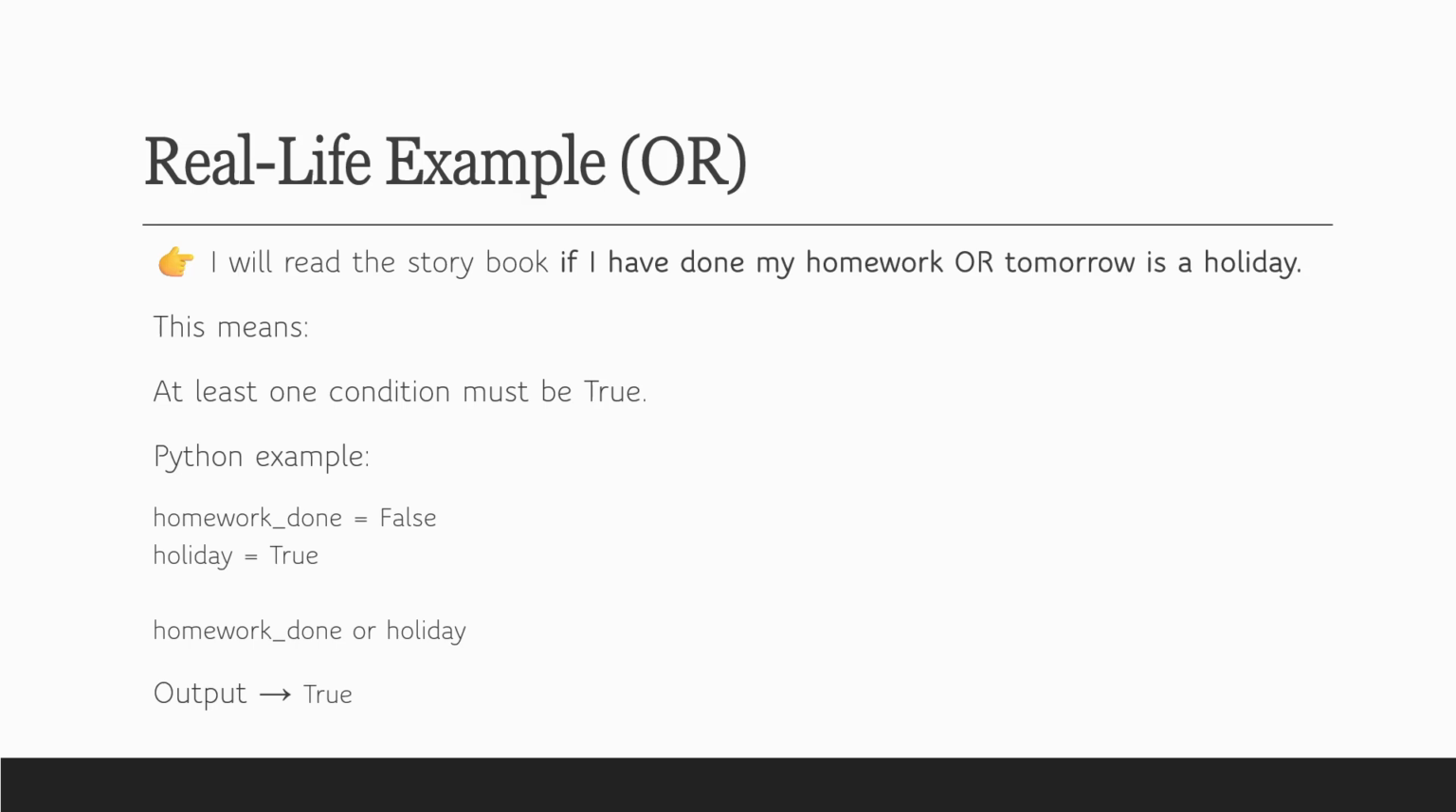Now let us look at a Python example. Suppose the variable homework done is false. Suppose the variable holiday is true. When we check homework done or holiday, the result will be true. Why? Because in the logical operator or, the final result becomes true if at least one condition is true. It becomes false only when both conditions are false. So remember, the logical operator or gives a true result when one or more conditions are true.